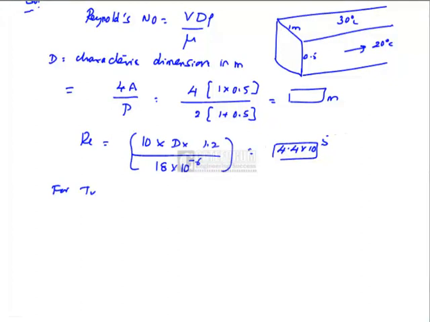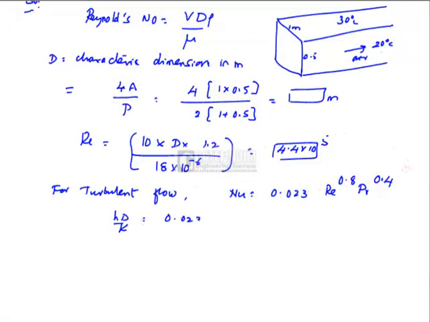So for turbulent flow, because Reynolds number is much greater than 4300, Nusselt number is equal to 0.023 into Reynolds number to the power of 0.8 into Pr to the power of 0.4. Here the air is getting heated up, therefore n value should be taken as 0.4. So Nusselt number hD by k is equal to 0.023 into (4.44 into 10 power 5) to the power of 0.8 into Prandtl number, already given as 0.73 in the data of the problem, to the power of 0.4.